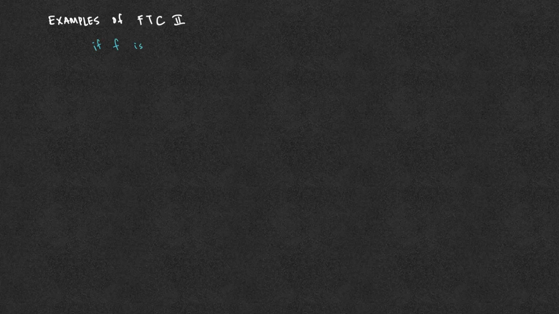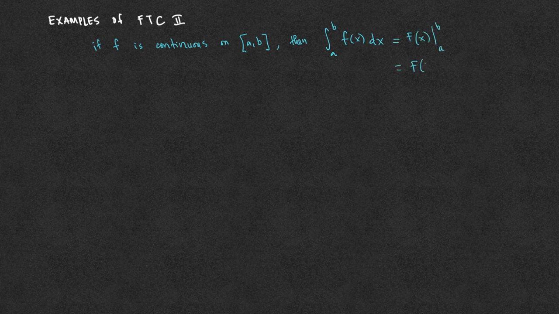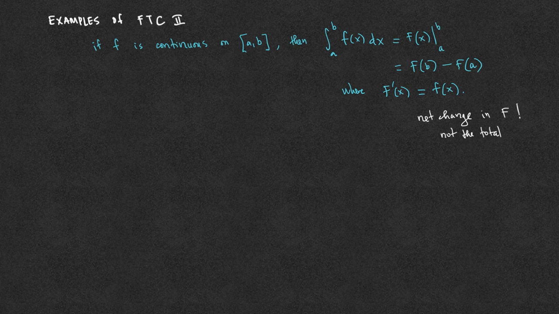Examples of the fundamental theorem of calculus part 2, which states that if f is a continuous function on a closed interval a, b, then the definite integral from a to b of f of x dx is the antiderivative of f evaluated from a to b, F of b minus F of a, where F prime of x is f of x. This is known as the net change theorem. It gives us the net change in the quantity F, not the total quantity F.